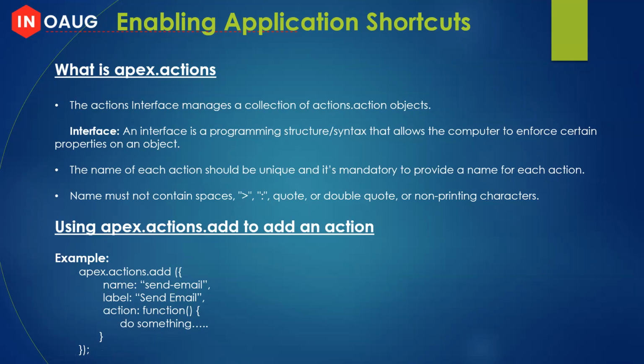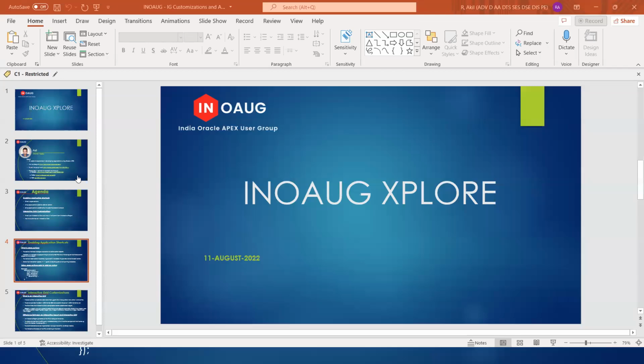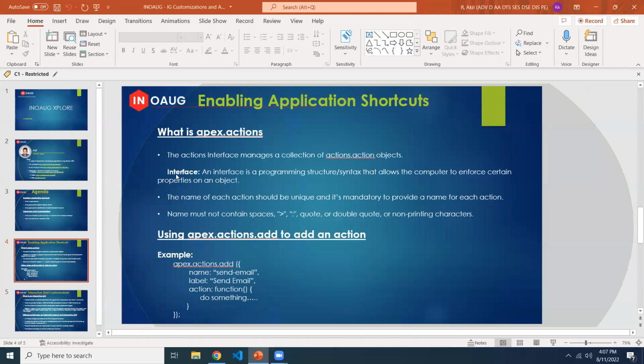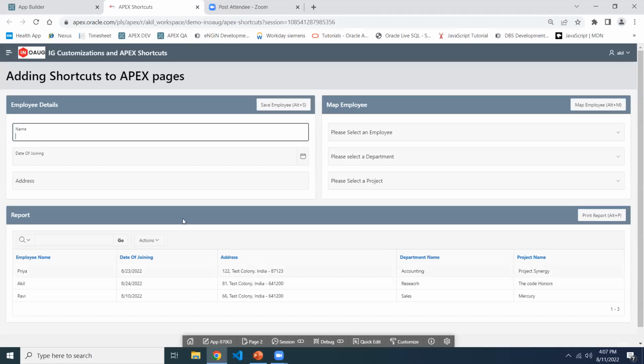Okay. So next I'll be moving into some examples using this apex.actions API. Then next we'll talk about the grid customizations. Okay. So here I've created an application with an example which will show how I added shortcuts to the application. If you see in this report, I've added 3 data using this shortcut.